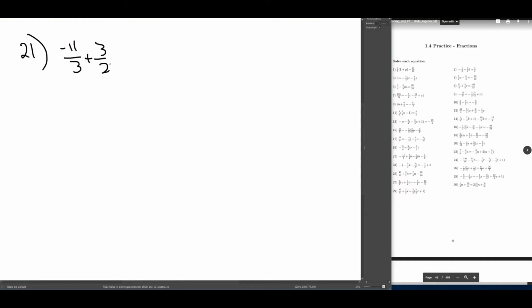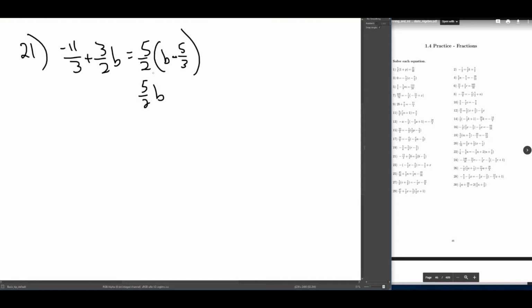Number 21 now. Minus 11 over 3 plus 3 over 2b equals 5 over 2b minus 5 over 3. Bueno. All right. So let's see what's going on over here.